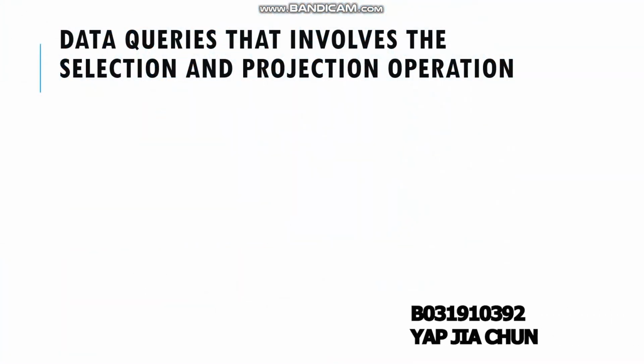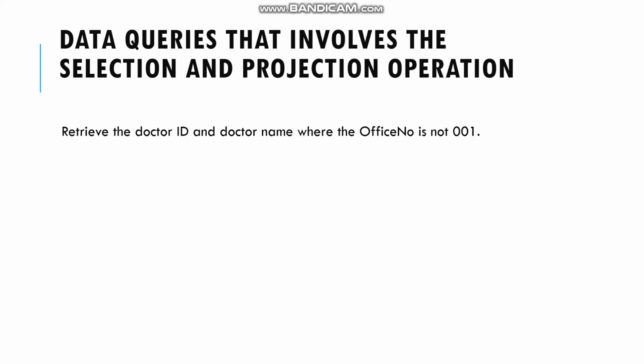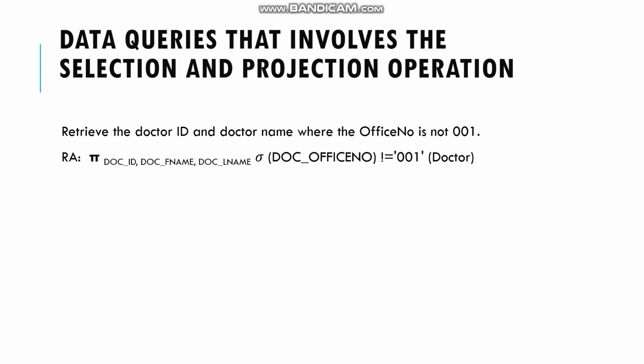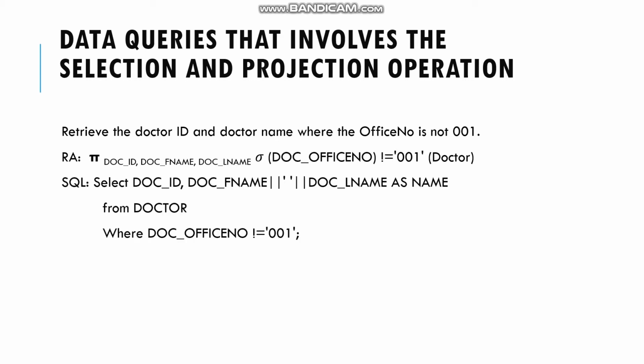Firstly, data query that involves the selection and projection operations we can use to retrieve the rows and project. If we have a problem, retrieve the doctor ID and the doctor names where the office number is not 001. So here's the RA. And we can use select doctor ID, doctor first name, doctor last name from doctor where the office number is not 001. So I'm going to demonstrate this SQL statement in Oracle.